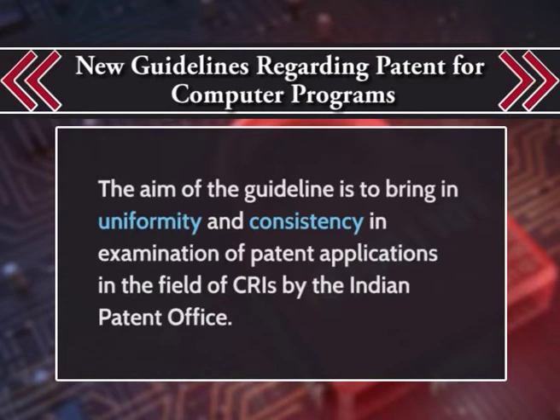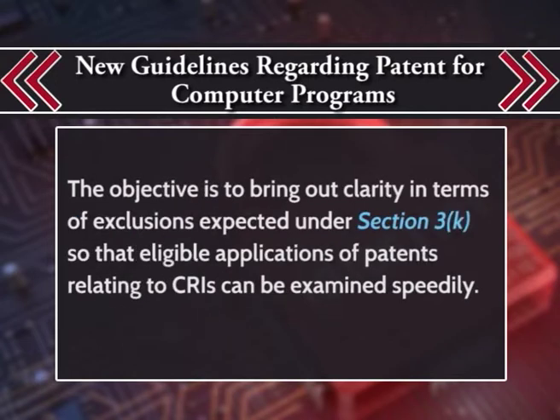The aim of the guideline is to bring in uniformity and consistency in the examination of patent applications in the field of CRIs by the Indian Patent Office. The objective is to bring out clarity in terms of exclusions expected under section 3K so that eligible applications of patents relating to CRIs can be examined speedily, it says.